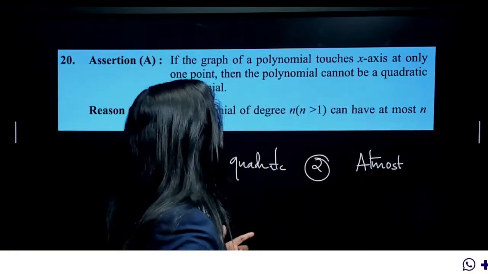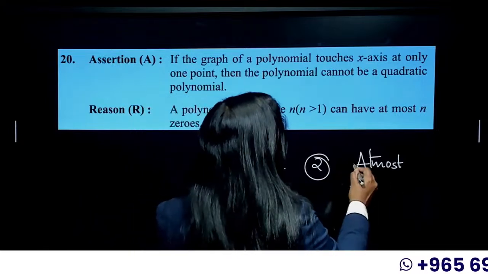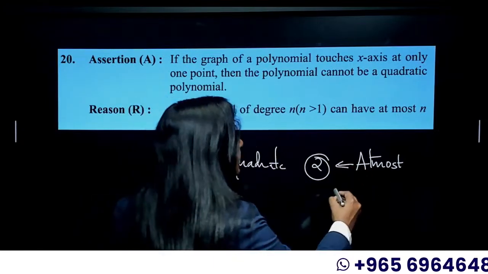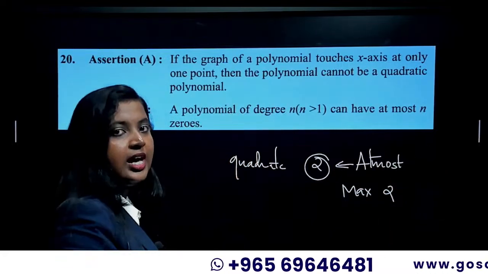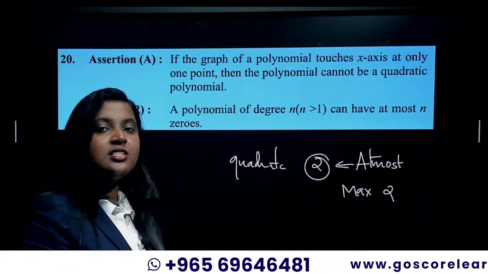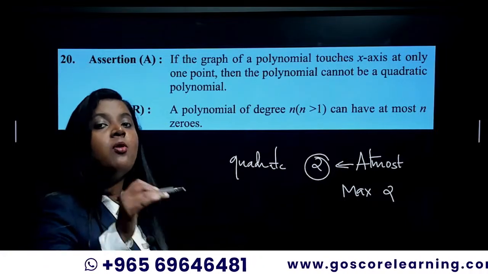So here what is the word? It's at most. So at most two zeros means the maximum is 2. It can be less than that also. So it can be 1, it can be 0, it can be 2. So the at most is 2.